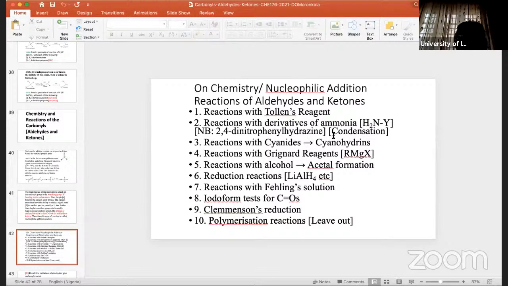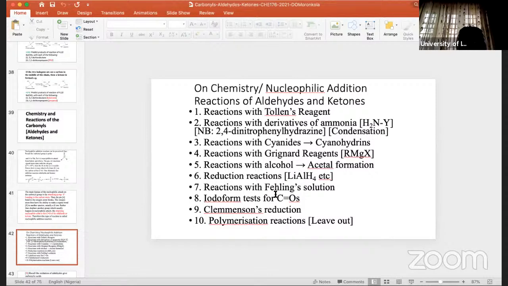These reactions too are used as protective groups in organic synthesis. Then we have the reduction reactions using simple reducing agents like lithium aluminum hydride. There are quite a number of them like that. Sodium borohydride and some others.